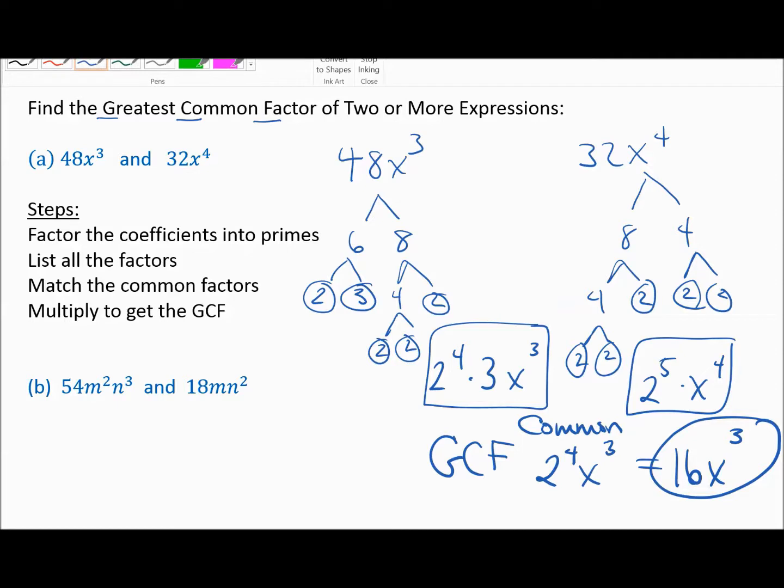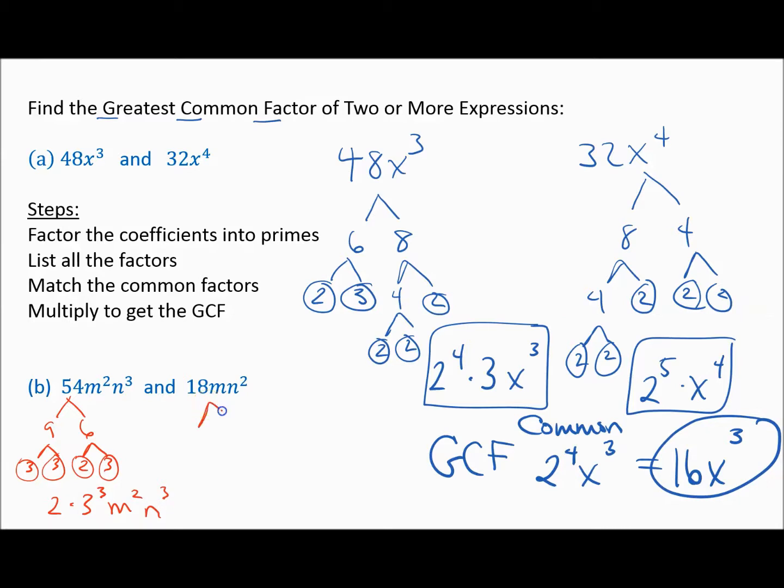Now let's try it again and take a look at 54m squared n to the third. I'm going to break 54 down into what? 9 times 6 is 54. 9 breaks down into 3 times 3. 6 breaks down into 2 times 3. Those are all prime numbers. So what that means is I could write 54 as 2 times 3 to the third, and I still have an m squared and an n to the third. Now let's work on 18, which is 9 times 2. And 9 is 3 times 3, and that's the end of the line. So I can say 18 is 2 times 3 to the second, and I still have an m and an n squared.